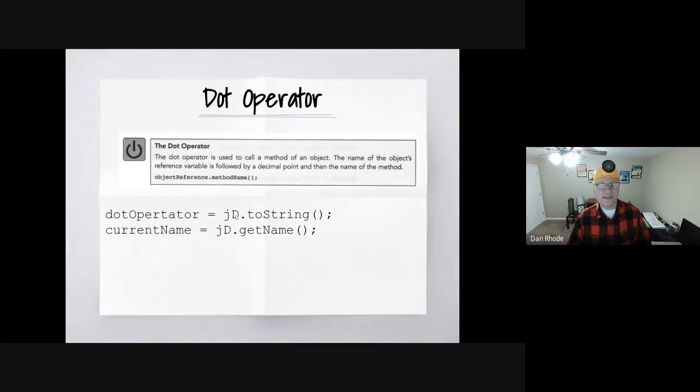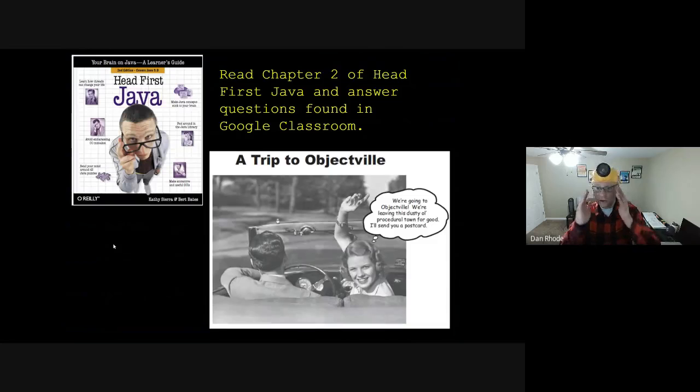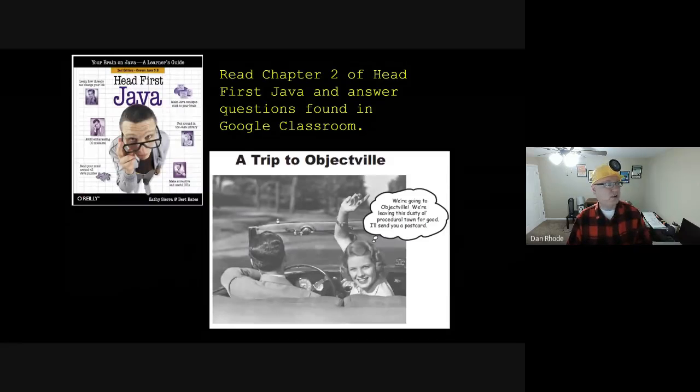That's when we write the name of the object with a dot, and then the action we want to take, like toString or getName. You are going to have homework to read chapter 2 of Head First Java and answer the questions. The Google form is in Google Classroom.